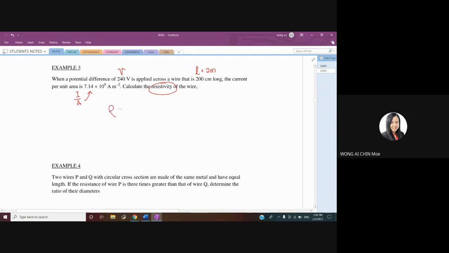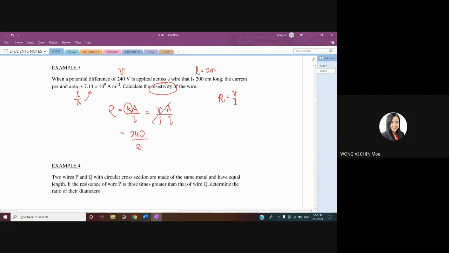The resistivity equation is equal to RA over length. We don't have R, but we know that R equals V over I. So we substitute and change R to V over I, then A over L. Next, we substitute the values. V is 240. Area we don't have, current we don't have, but we have the length, which is 2 meters.